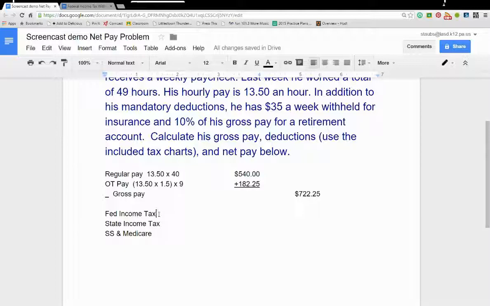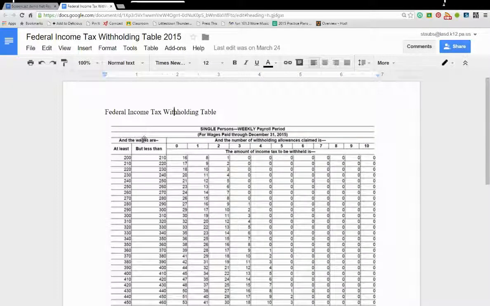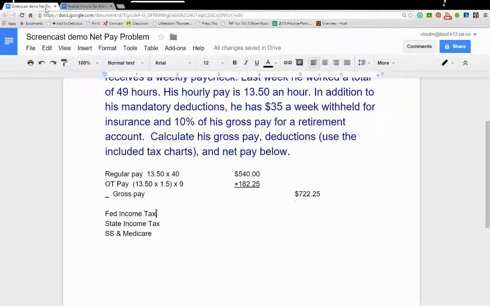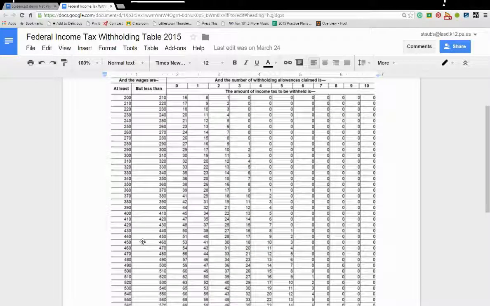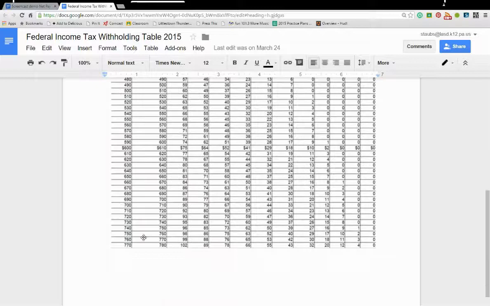To get that deduction, that's going to come off of a table. And you can get this off the internet, or I will provide it for you. And it's pretty simple. You got to know the gross pay, which is $722.25. And we need to find that number between these two. It's got to be at least but less than. So we come down here. 722 is between 720 and 730.